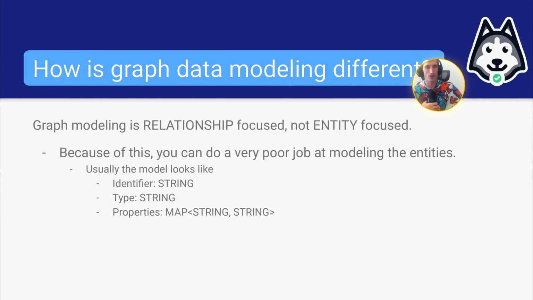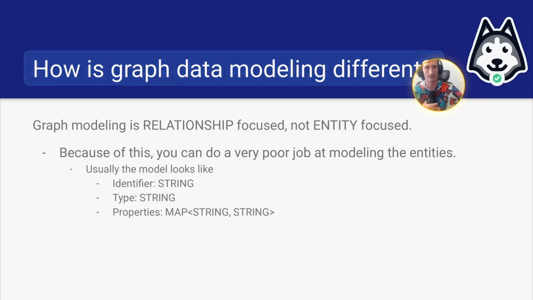So yeah, how is graph data modeling different? Graph data modeling is relationship focused. It's not entity focused. So a lot of these columns and things like that you would find in data tables are just not there.